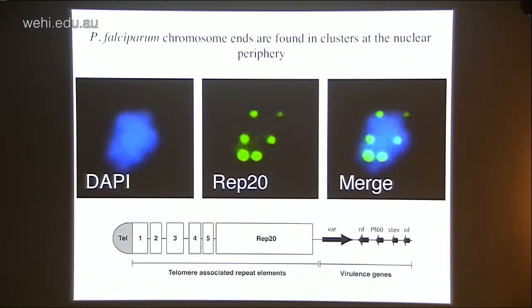So the first thing that was found a number of years ago was that the ends of the chromosomes of Plasmodium falciparum are actually at the nuclear periphery. And so this is a FISH, fluorescence in situ hybridization, with a probe called Rep20, which is within the telomeric ends right next to one of the VAR genes, and it's present on all of the chromosomes. So basically what you're looking at is all of the chromosomes, and the first thing you notice is you don't see 28 dots. And if you remember, I said there are 14 chromosomes. And what this says is that the 28 chromosome ends are actually clustered in the nuclear periphery in about 6 or 7 clusters.